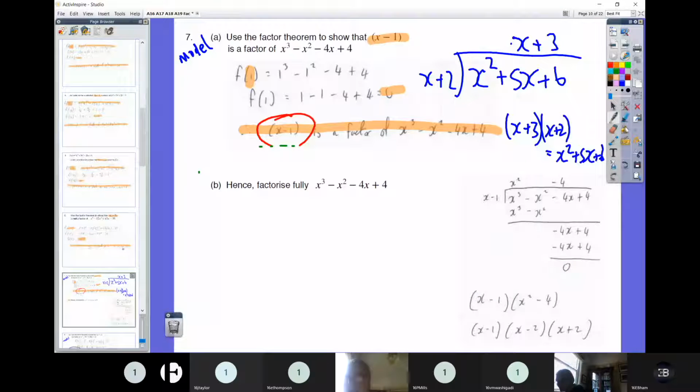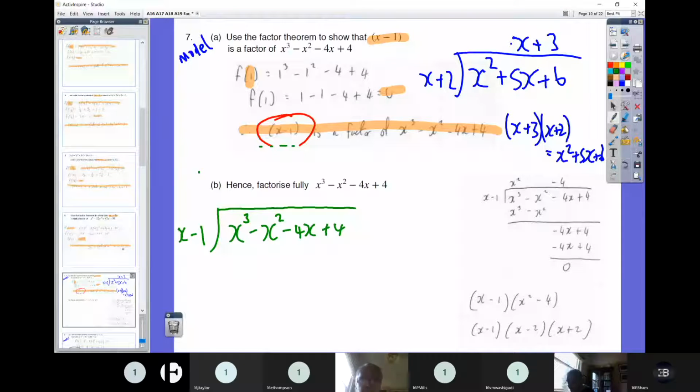Right. Okay, let's start this one again then, Poppy. That's the tricky bit. So we've been asked to factorize x cubed minus x squared minus 4x plus 4, and we know that x minus 1 is a factor. So your starting point, Poppy, is to focus on the x cubed and the x and say x times what gives you x cubed? You tell me.